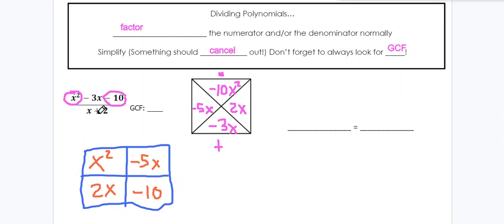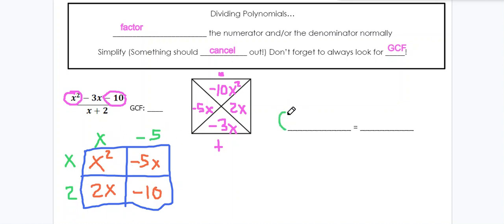So let's see here. This x plus 2, that's one side of my box. I'm trying to figure out what times x plus 2 will get me this x squared minus 3x minus 10. All right, so what times x will get me x squared? Well, that would be x, right? And let's check this box here. 2 times x gives me 2x. That works. All right, what times x will get me negative 5x? Well, that would be negative 5. And let's check this. 2 times negative 5 gives me negative 10. There we go. I got my two factors now.